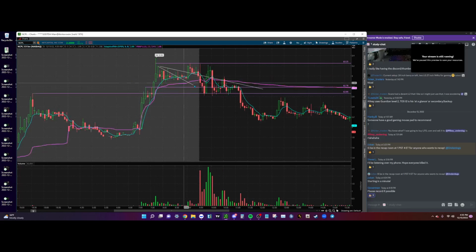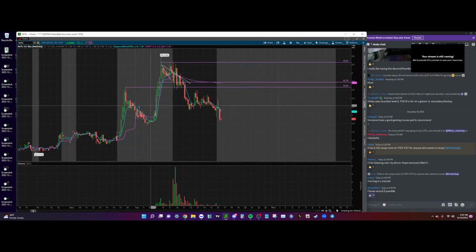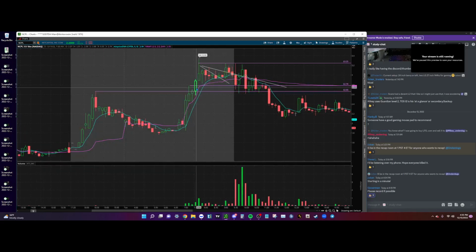We're kind of consolidating here. I remember going over the 10-minute, and I'm like, all right, we're just trading sideways. We're holding over our VWAP. We're holding over our EMA 9. There's no reason to exit. Let's see if we get that big pop.